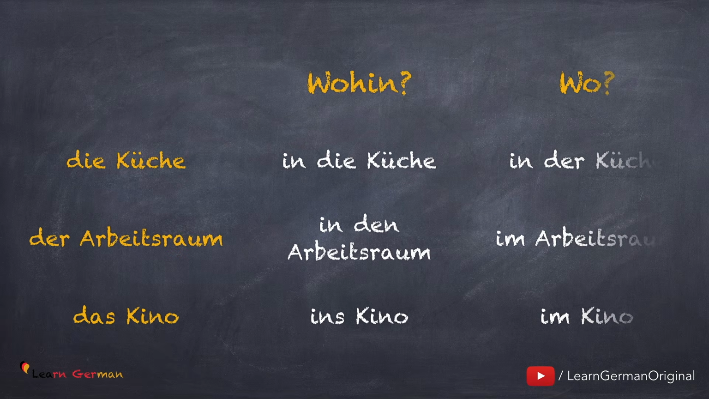Let's look at 3 examples with 3 various articles. With wohin, for article die, you would say in die Küche. For der, you would say in den Arbeitsraum. For das, you would say ins Kino. With wo, you would say in der Küche, im Arbeitsraum, im Kino.